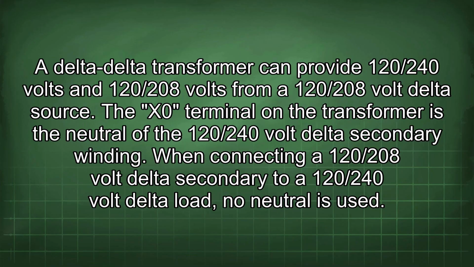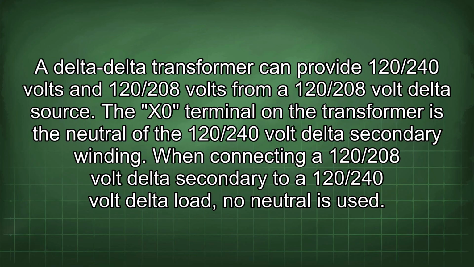A delta-delta transformer can provide 120/240 volts and 120/208 volts from a 120/208 volt delta source. The X0 terminal on the transformer is the neutral of the 120/240 volt delta secondary winding.